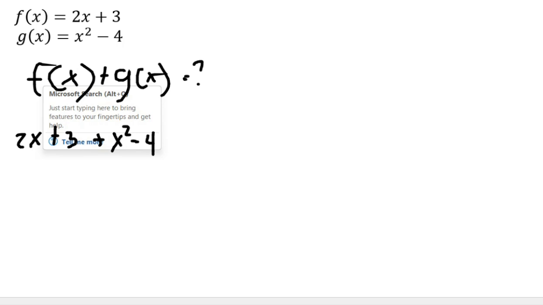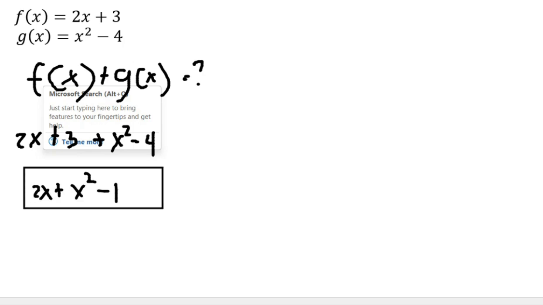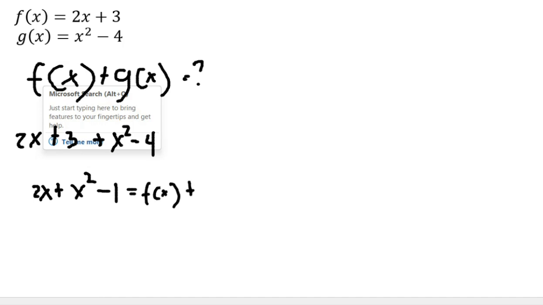So here's one of the operations of functions, and that's going to be addition. We can add two functions together. That's going to be f of x plus g of x. So we can just substitute everything. We have 2x plus 3 plus x squared minus 4, and combine like terms. So this is going to be the sum of the functions, f of x plus g of x.